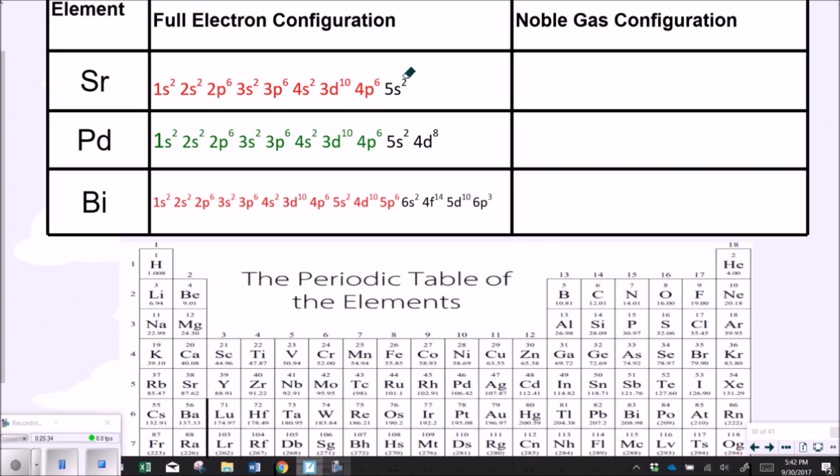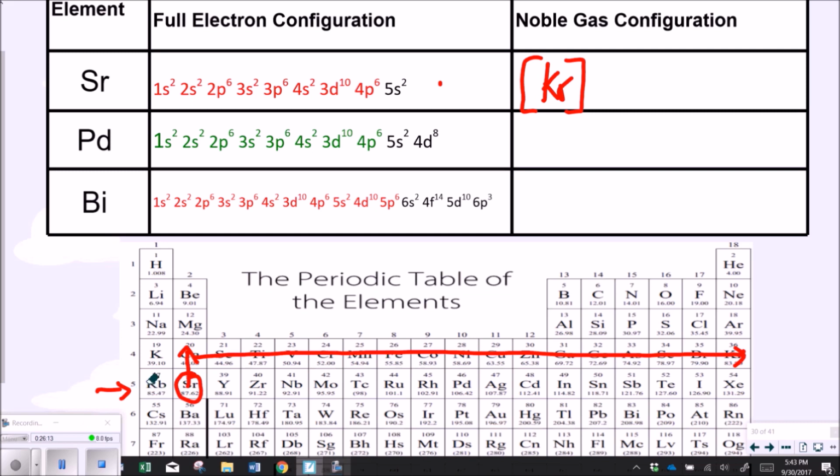So let's take a look at the element strontium. Strontium is over here at number 38. So what you do is you go up one level on the periodic table, and then you go find the noble gas at the end of that period. And in this case, it is krypton. So you write the symbol for krypton in a square bracket. Then you go back to the level where your element is, or the period where it is, and you start writing the electron configuration as if you were starting at that point.